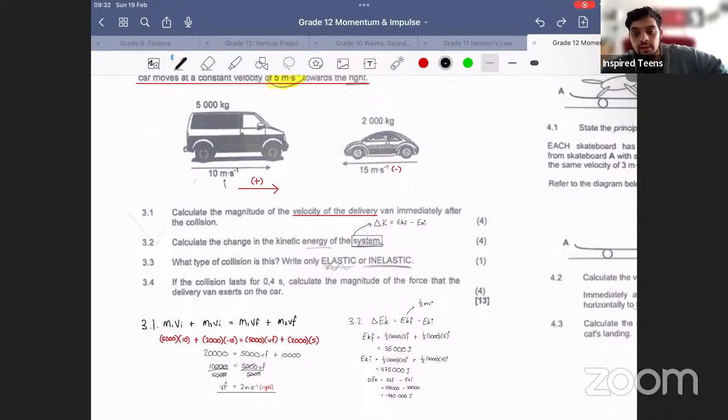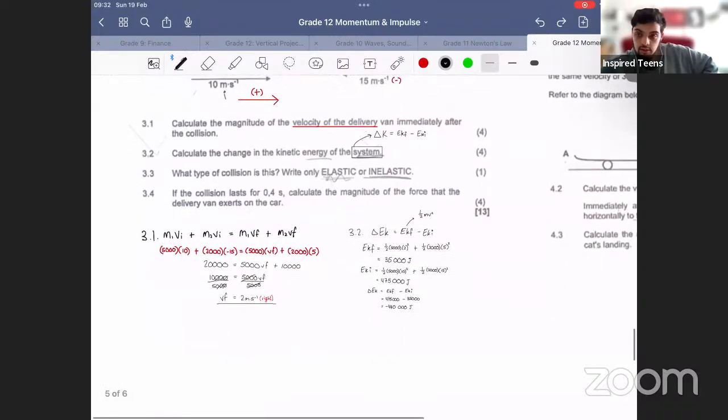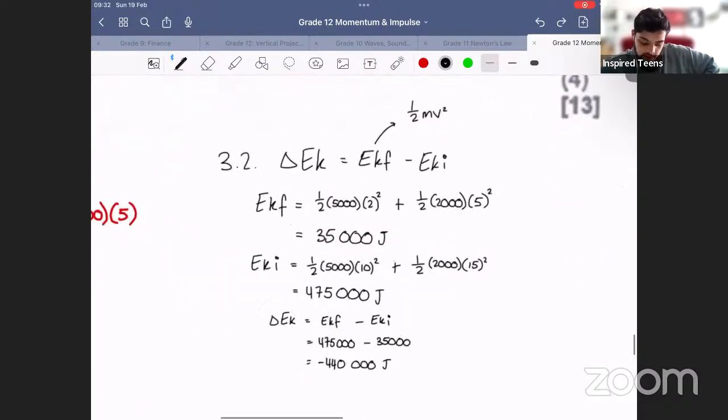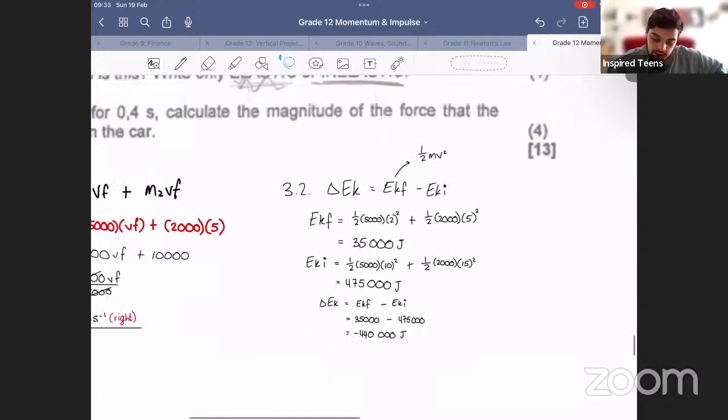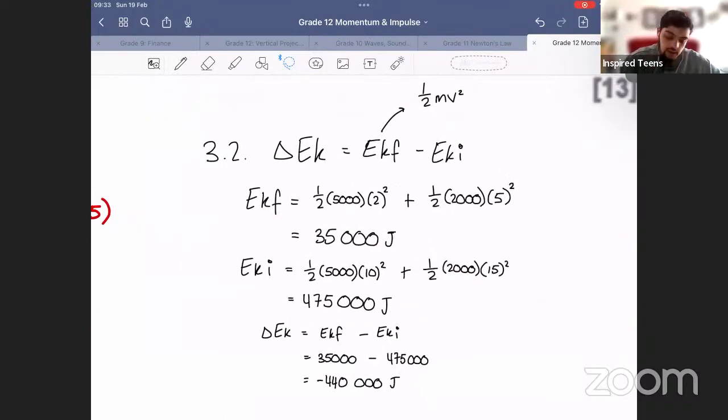Okay, why is the answer negative? Good point. This is supposed to be the other way around, and therefore it is supposed to be negative. I just wrote this the wrong way around. This was the initial and then that was the final. So that's why we get negative. Thank you for that. But basically the EK final is not equal to the EK initial, so we can see that because we already did the calculation.